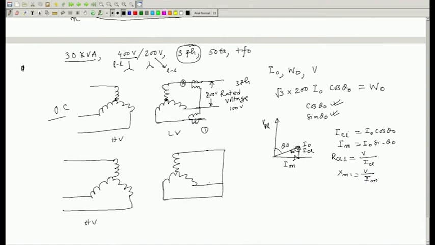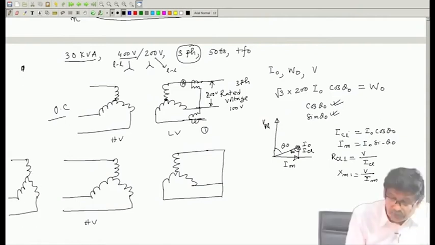The moment you short the LV side, can I apply rated voltage 400 volt here? Never, because it will then draw very large current. Current will be only limited by its leakage impedance. So, here you must have a 3-phase auto transformer to apply rather small voltage.